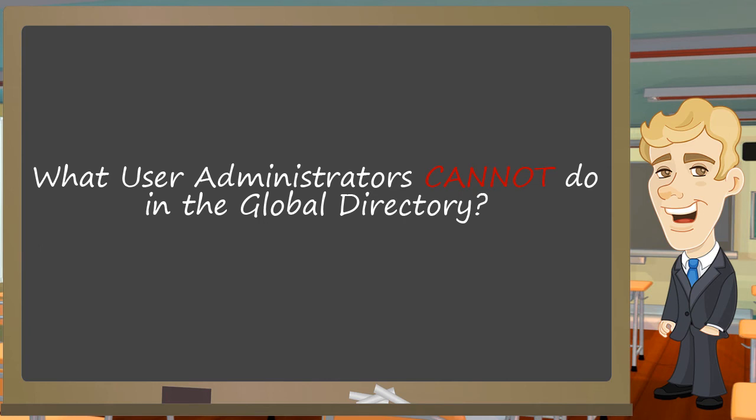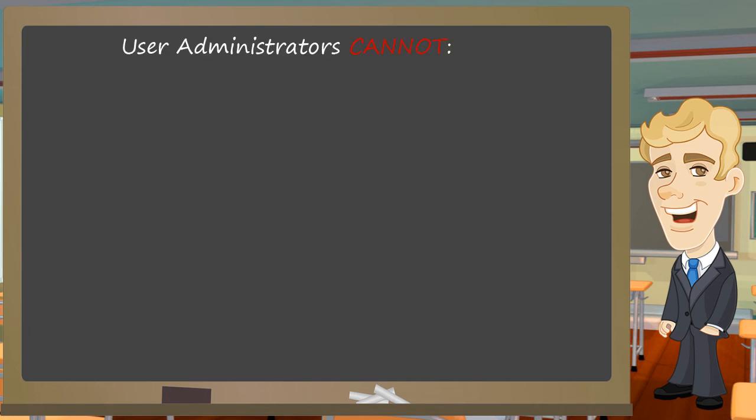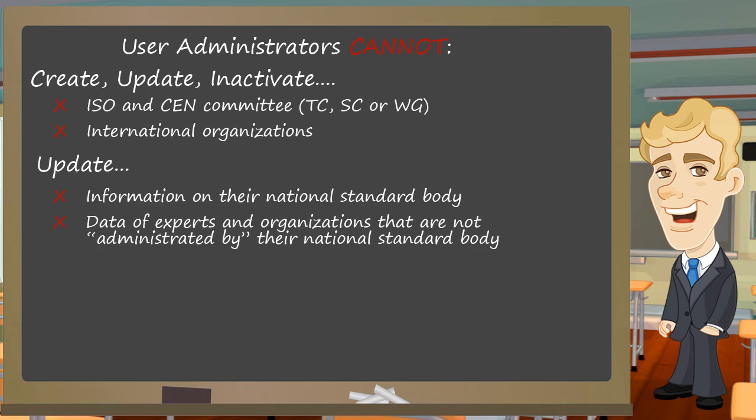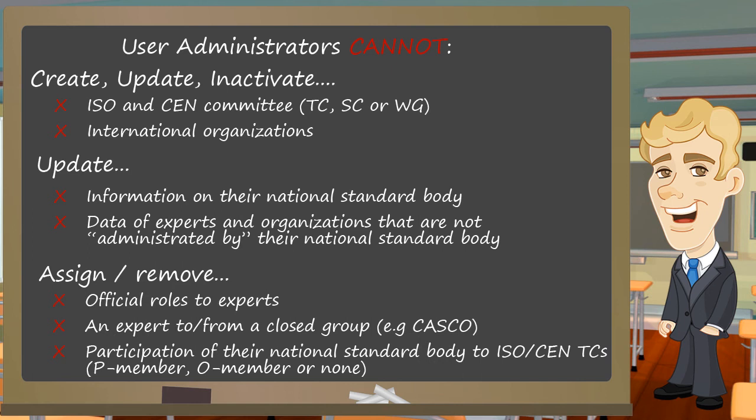What user administrators cannot do in the global directory? User administrators cannot create, update or inactivate ISO and CEN committees and international organizations. They cannot update information on their national standard body or data of experts and organizations that are not administrated by their national standard body. And they cannot assign or remove official roles to experts to or from a closed group and participation of their national standard body to ISO or CEN technical committees. All of these are managed by ISO/CS. If you want to add, edit or remove those entities you must contact tcsupport@iso.org.